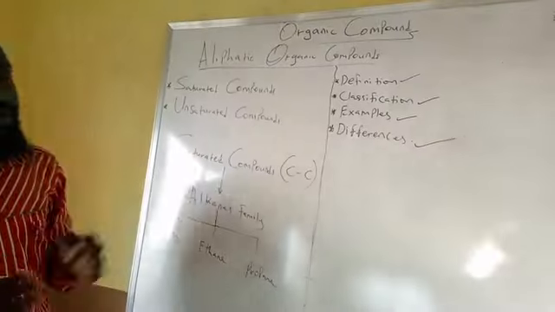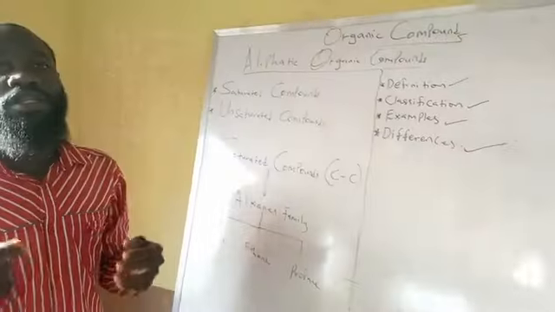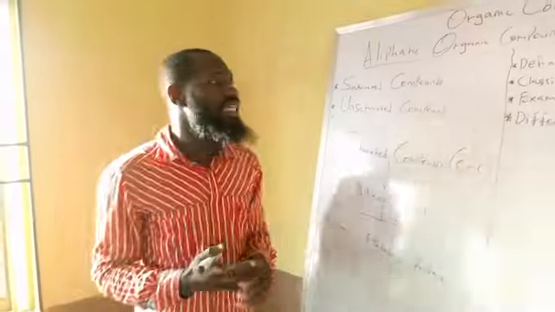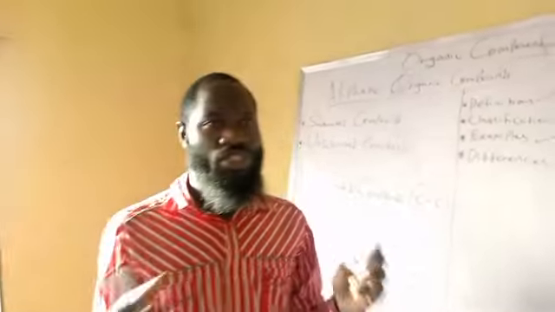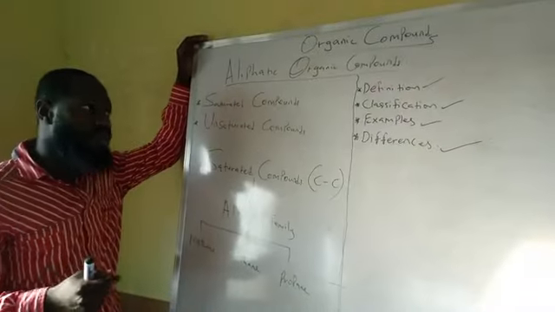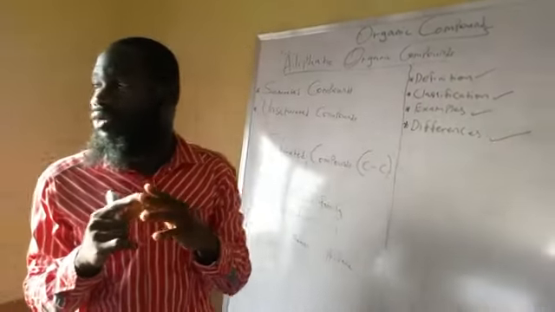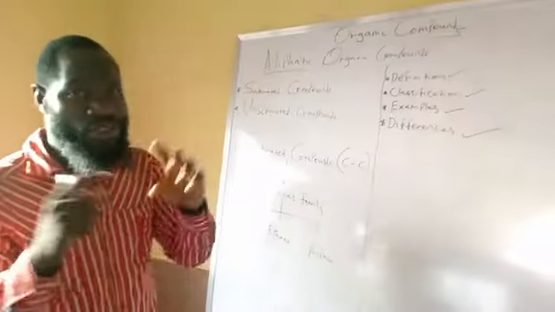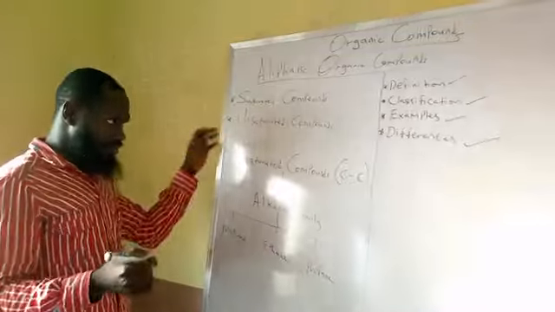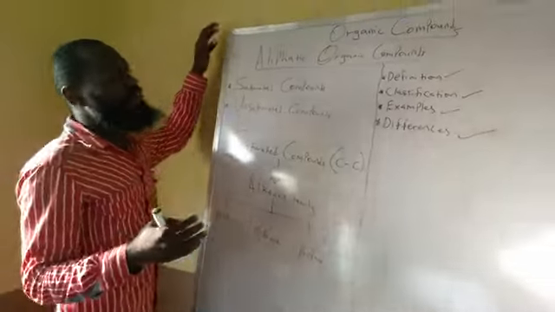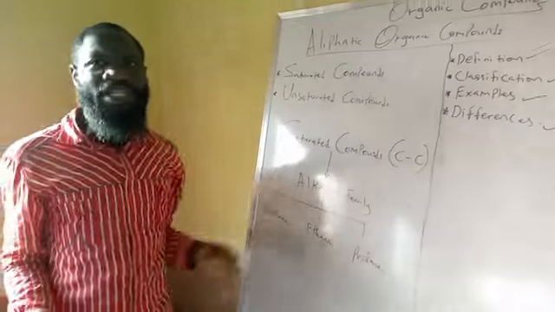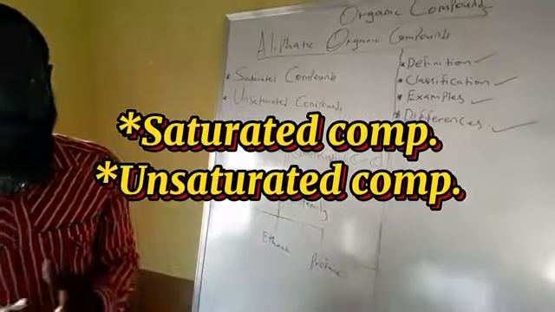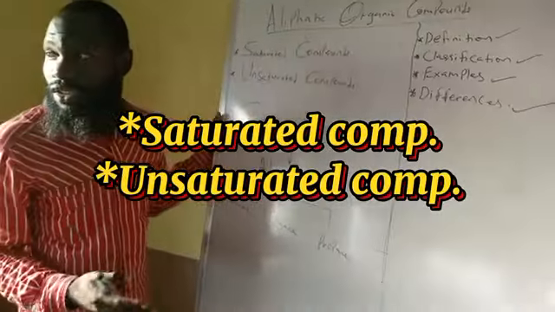Aliphatic organic compound. We defined it earlier. We said they are organic compounds that contain carbon single bond, double bond, triple bond in a straight chain or branch chain. I'll come again. I said aliphatic compounds are compounds that contain carbon-carbon single bond, double bond, triple bond in a straight chain or a branch chain. Now, aliphatic compounds can be classified into saturated and unsaturated compounds, meaning that some aliphatic compounds we can call saturated compounds, and some we can call unsaturated compounds.